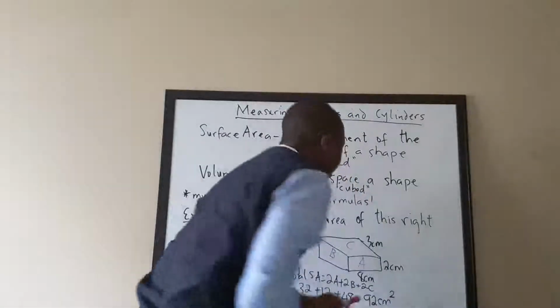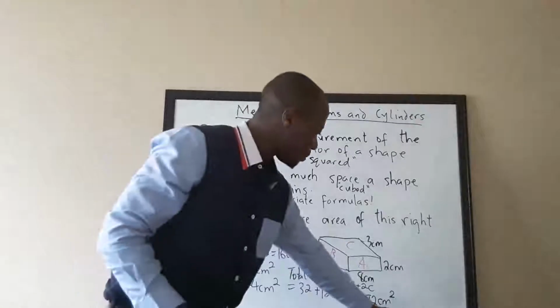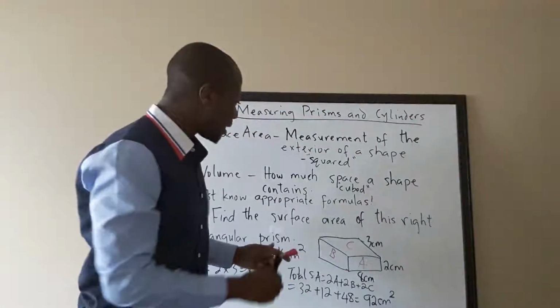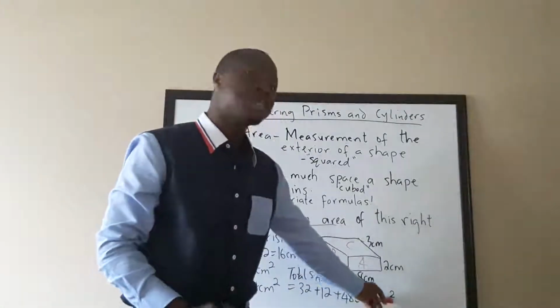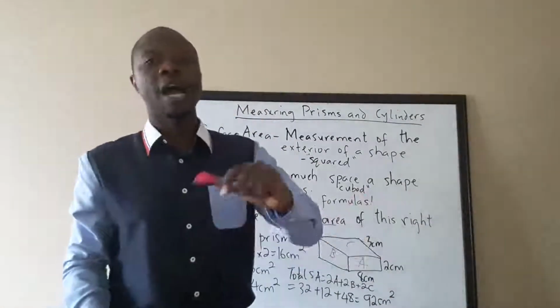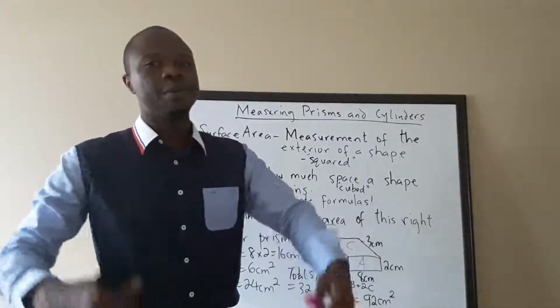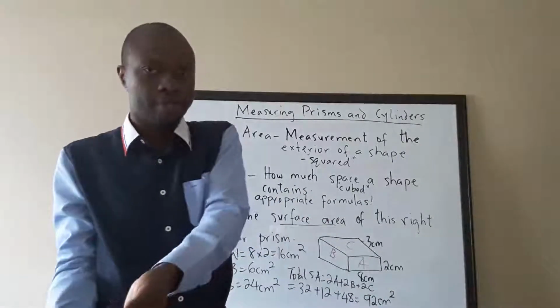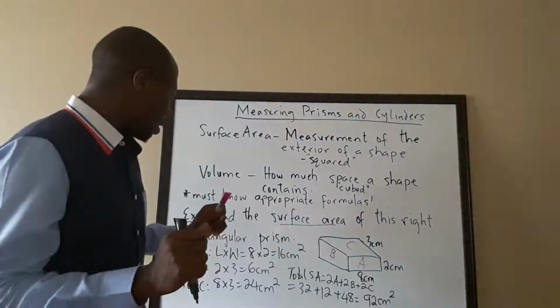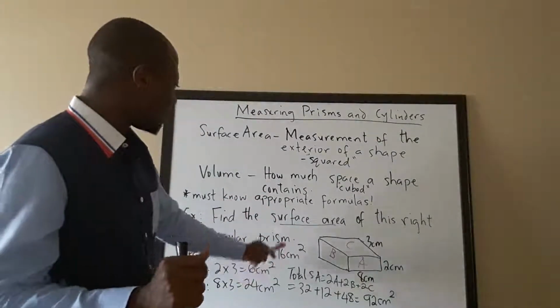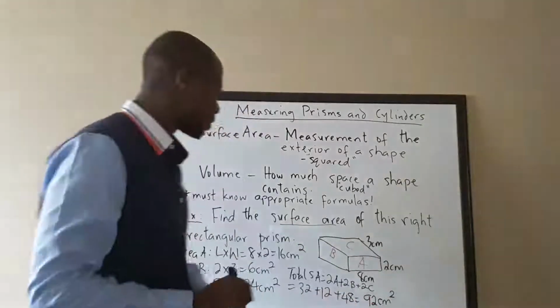Now please, let's be very careful with our unit here. Because they're asking us for surface area, our unit is going to be centimeters squared. If they are asking us for cube, our unit will be centimeters cubed. So please, let's be very careful there. So our total surface area here is 92 centimeters squared.